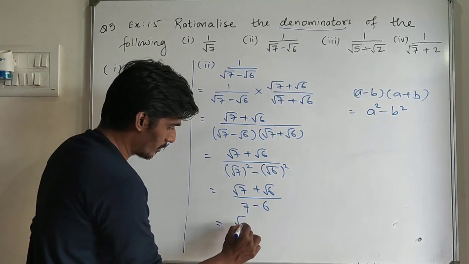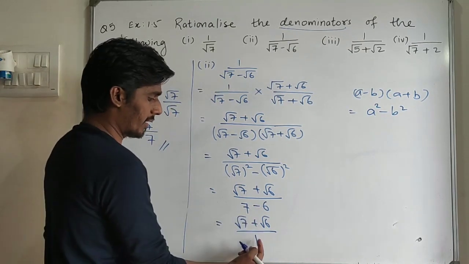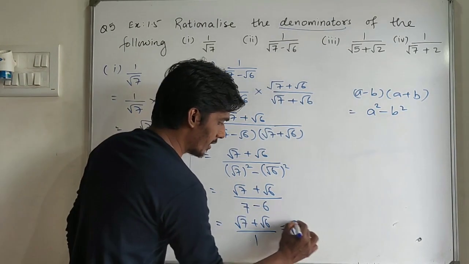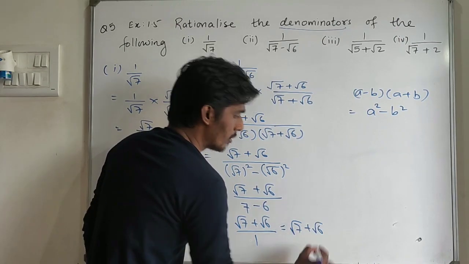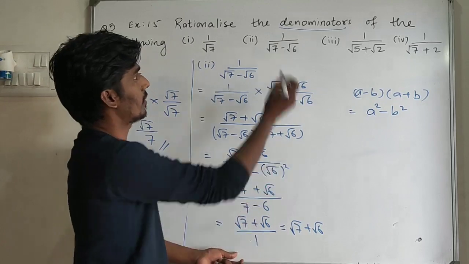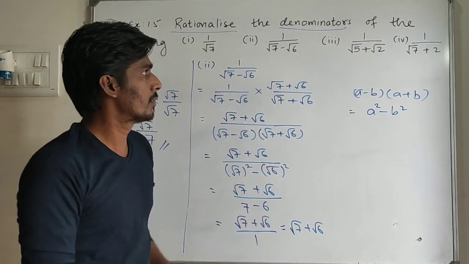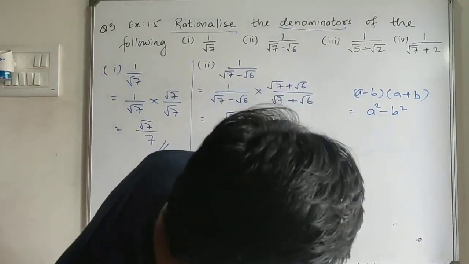So root 7 plus root 6 upon 7 minus 6 is what? 1. So our final answer is root 7 plus root 6. If nothing is there in the denominator, it means 1, and 1 is what? A rational number. We have to convert all the denominators into rational. Let's take the third example.